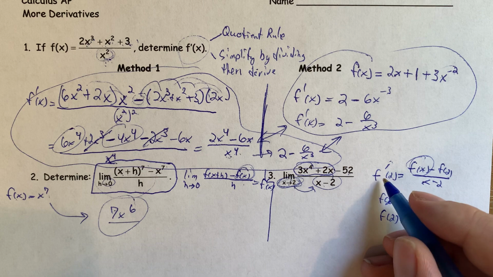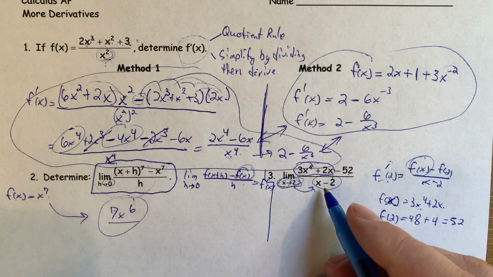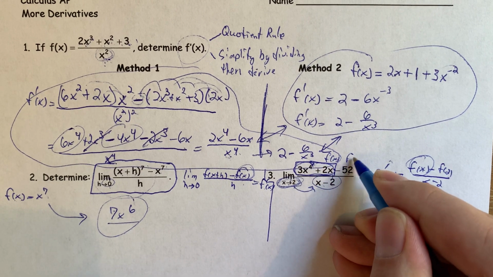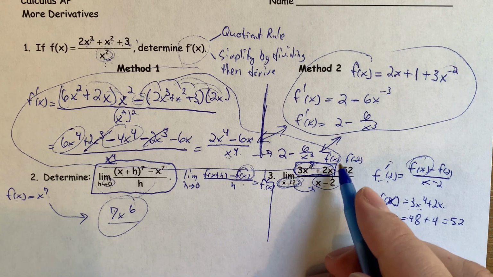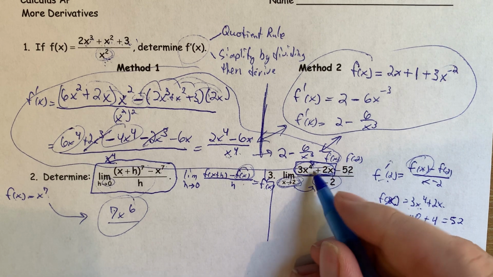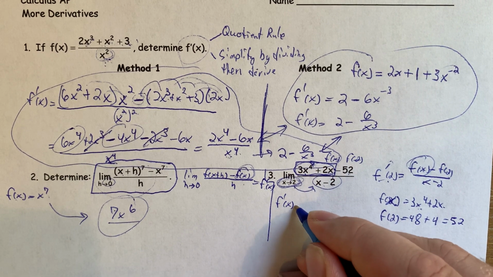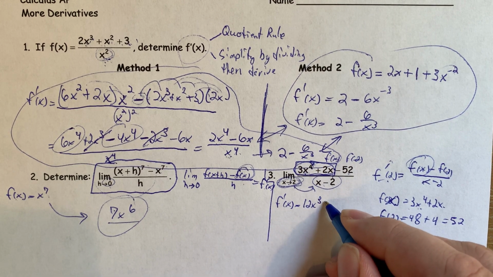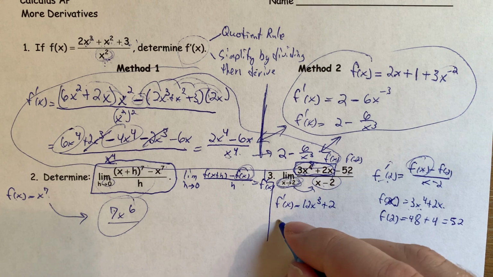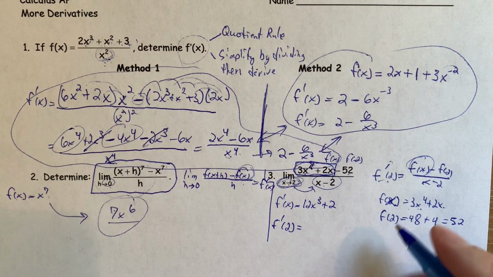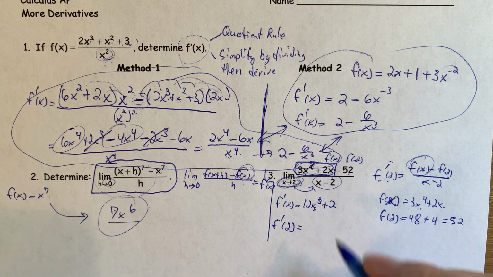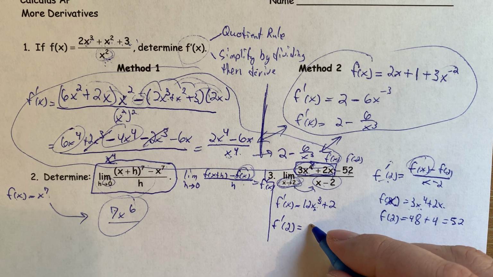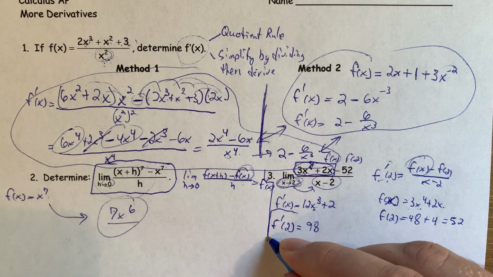So, well, how do we do f prime of 2? We don't have to do long division. We just need to recognize that this is f of x minus f of 2 over x minus 2, and so it'll be the derivative of this at 2. So f prime of x is equal to, we just do the power rule, 12x cubed plus 2. And so then f prime of 2 is, we just plug in 2 here, 2 to the 3rd power is 8. 8 times 12 is 96. 96 plus 2 is 98.